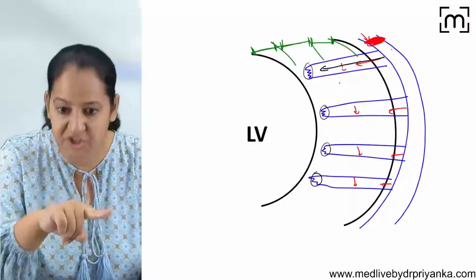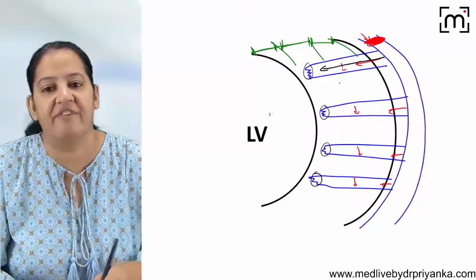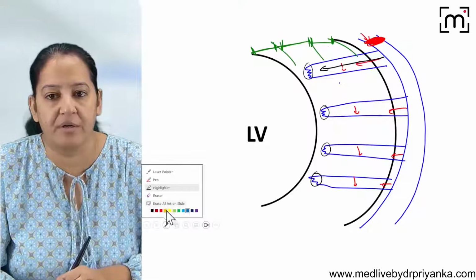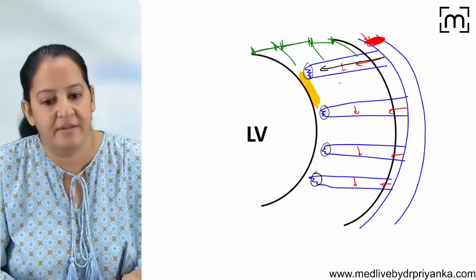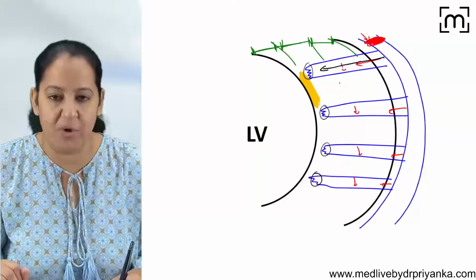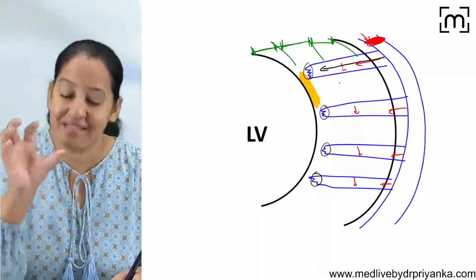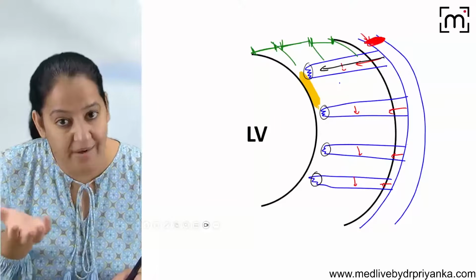Now, if there is an obstruction, it is the inner portion where the infarction occurs first. Infarction always starts from the inner portion. You can see here, this is the portion from where the infarction will start. This is known as subendocardial infarction. The subendocardial portion of the myocardium will get infarcted.